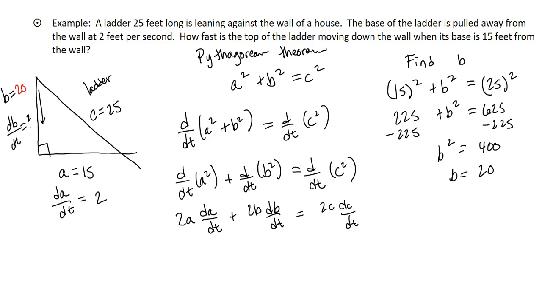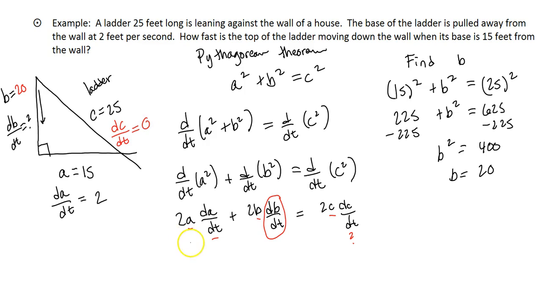Now you'll notice we're looking for dB over dt. That's our unknown. We have A, we have dA over dt, we have B, and we have C. The one thing that we don't have is dC over dt. But that's not hard to figure out because this is a ladder and it's leaning against a wall. So the ladder size is not going to change. And if the size isn't changing, that means that we can assume safely that dC over dt is 0. The rate of change is 0.